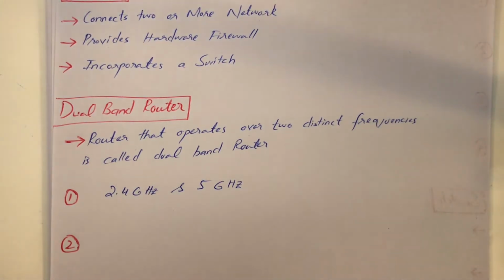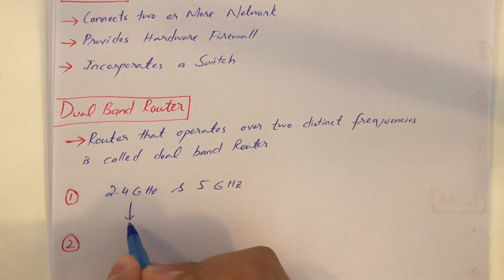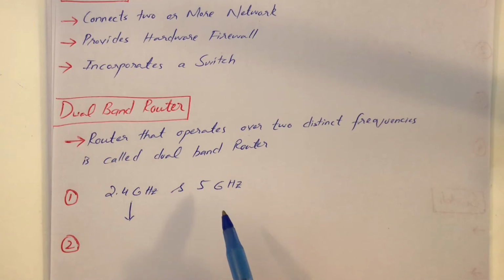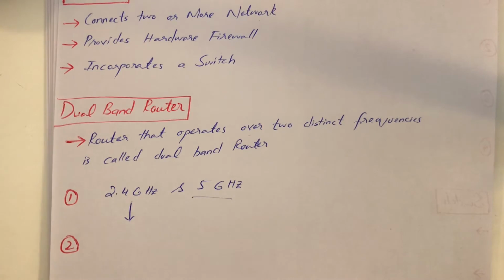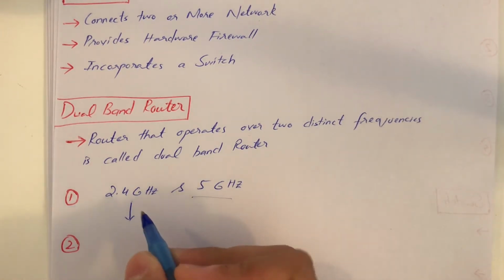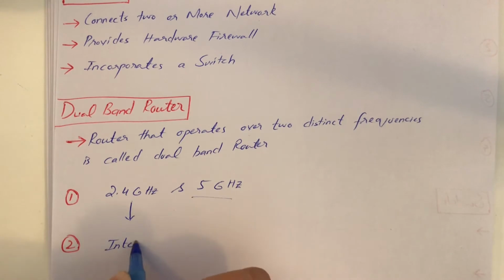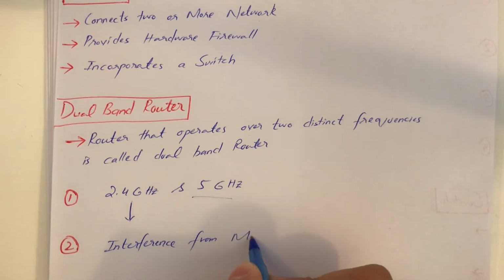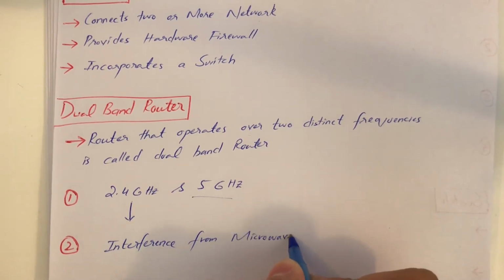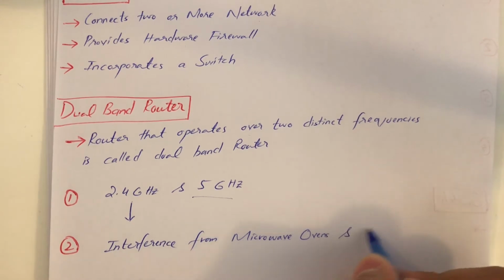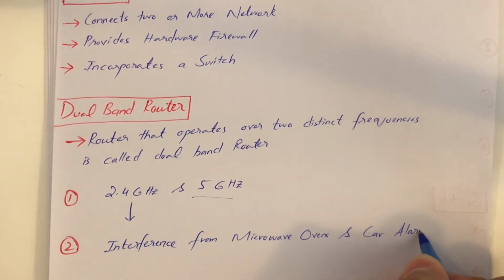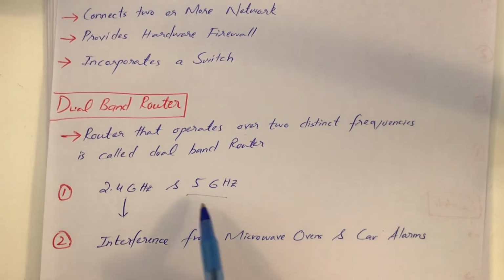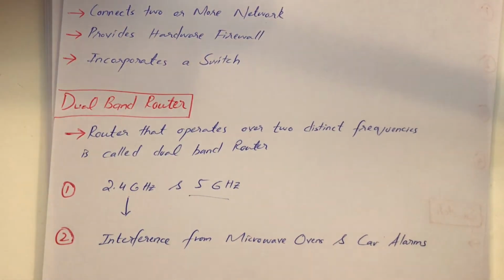2.4 gigahertz is very populated. It's kind of overcrowded nowadays, and that's why we have added this 5 gigahertz, because at 2.4 gigahertz there are many other devices working, and there is a lot of interference from microwave ovens and car alarms. So that's why 5 gigahertz is, of course, better as compared to 2.4 gigahertz. You will get better signal at 5 gigahertz.